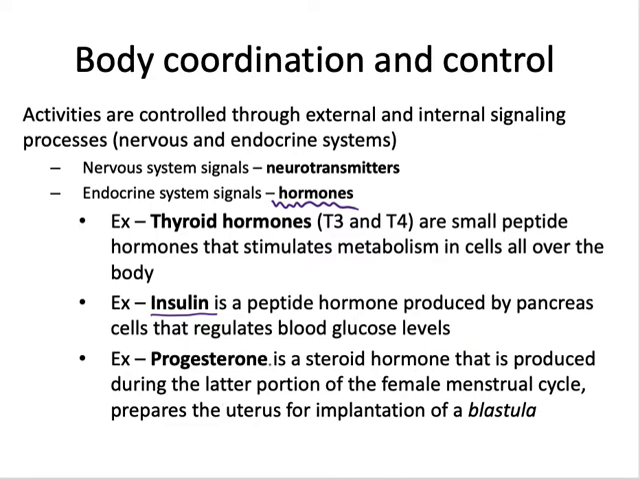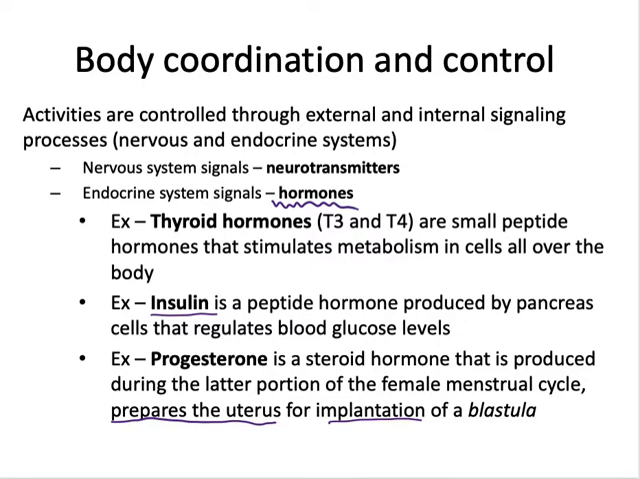And finally, progesterone. This is an example of a steroid hormone. And remember, steroids are lipids. This is produced after ovulation, so during the latter portion of the menstrual cycle. And this is an important hormone that prepares the uterus for implantation. So I want to cover very briefly this process, since we're going to be skipping the reproductive system lecture this year. And I want to relate it to what we learned in Unit 4.